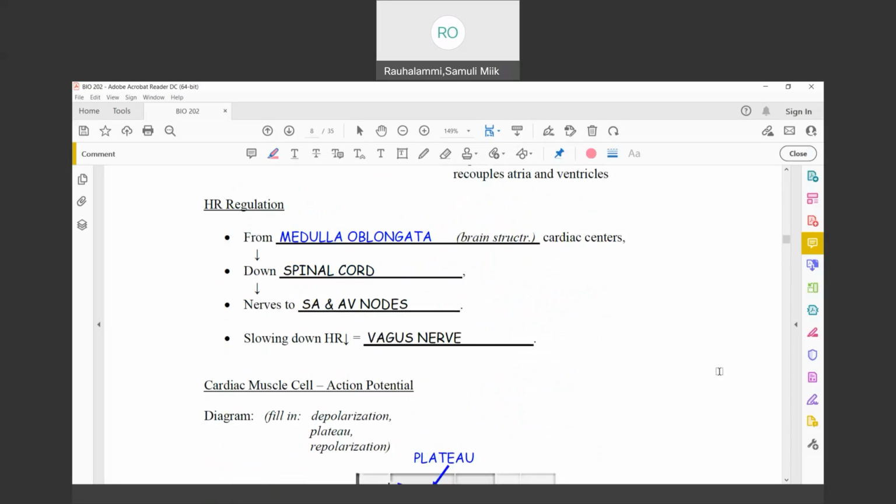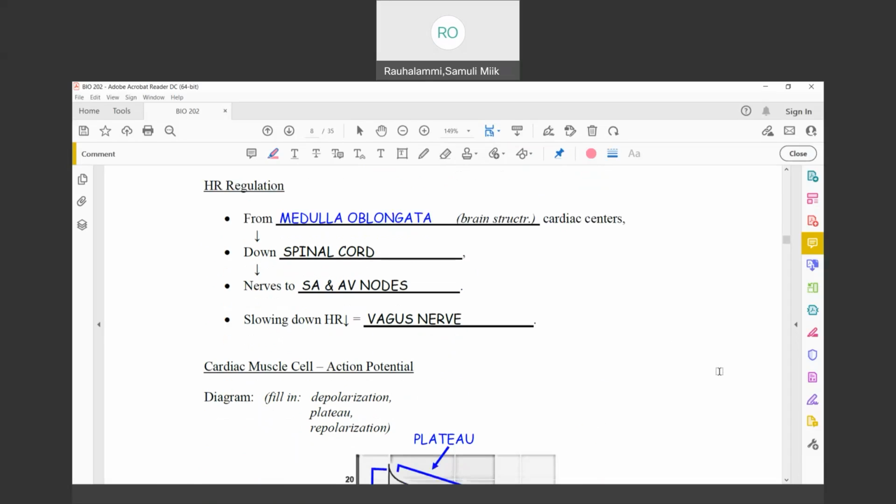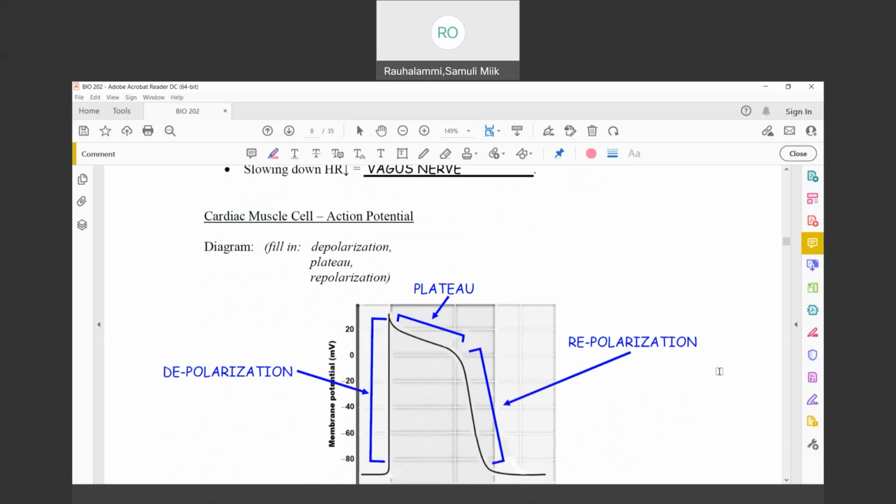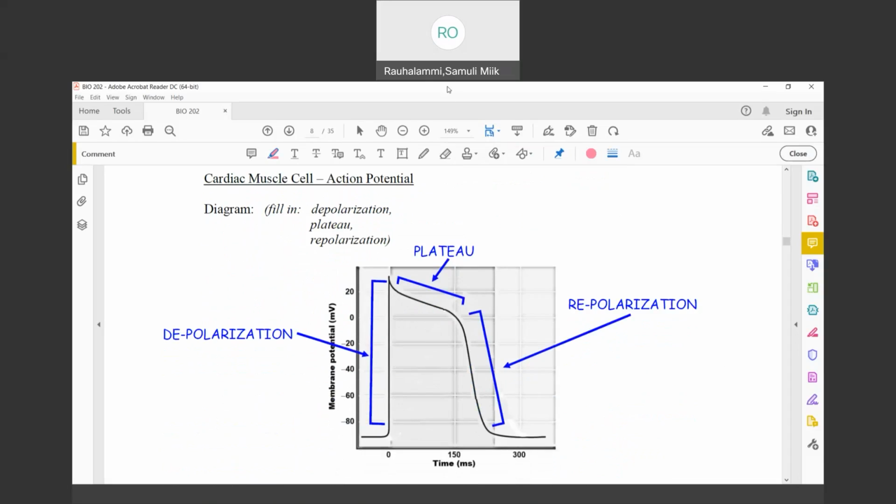In terms of regulating the heart rate, that comes from the brainstem, from the medulla, where the cardiac centers are located. Messages then travel down the spinal cord and spinal nerves to the SA and AV nodes. If we have to slow down the heart rate, we typically see the vagus nerve very active for that. If you remember, I showed you a moment ago the nerve cell action potential, and in addition I've now shown the cardiac muscle cell action potential on the screen. So very similar events.